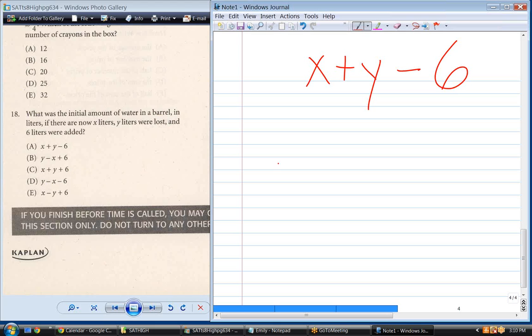Yeah. Okay, so let's just go through that process. I want you to get a little familiar with that. So give me an x. 2. Give me a y. 5. Okay, so if there's now 2 and 5 were lost and 6 were added, how much did we have to start with?